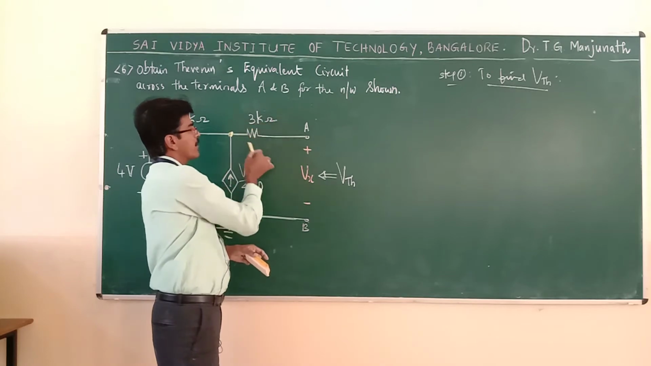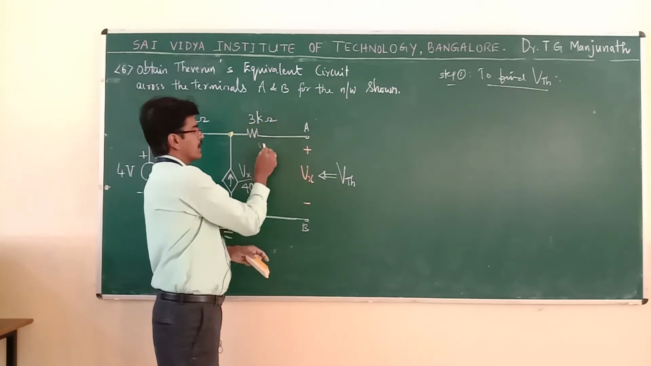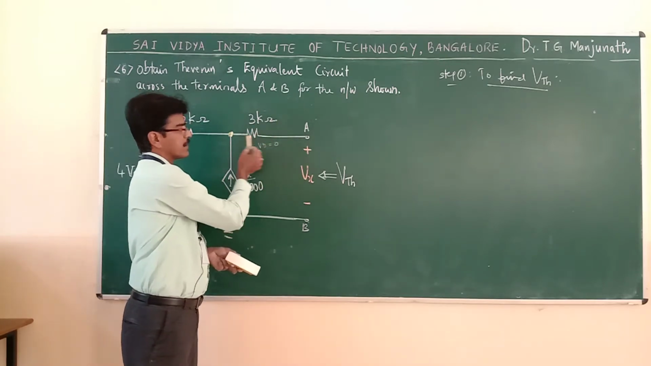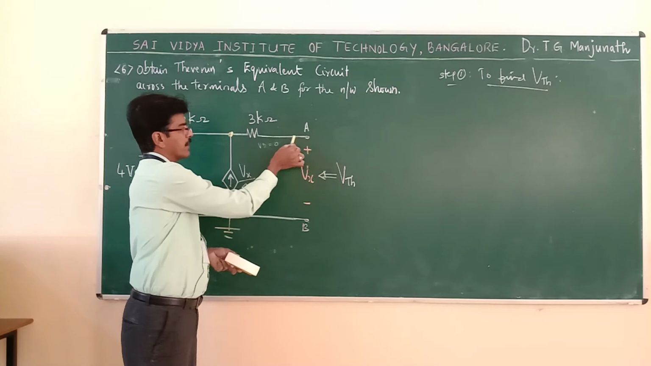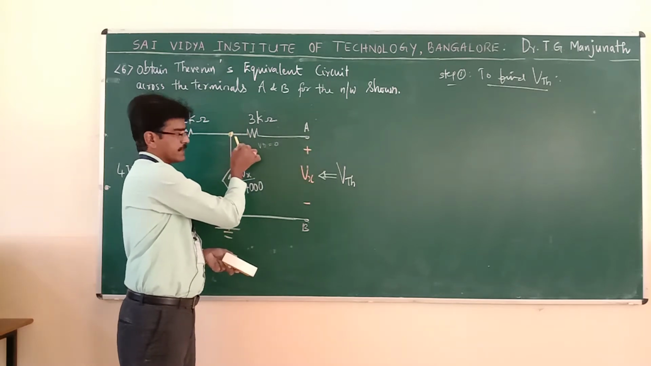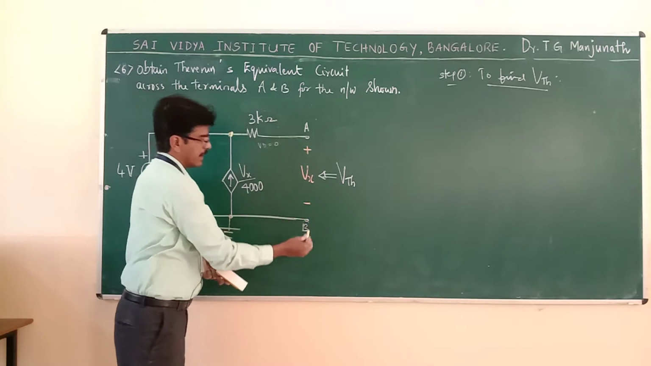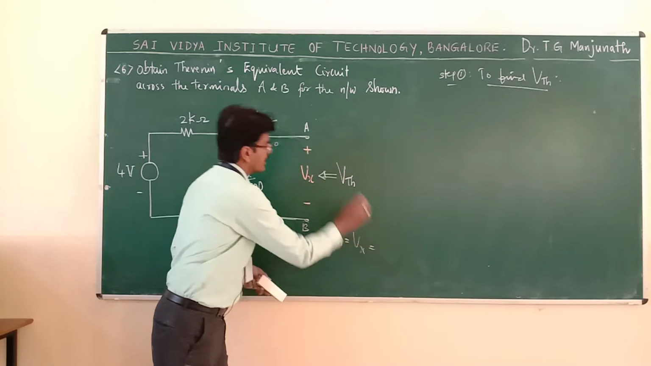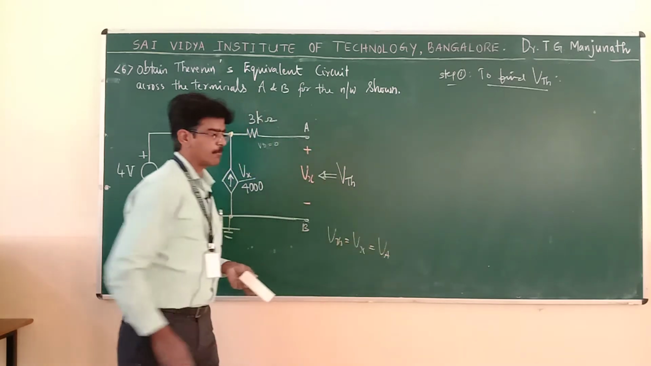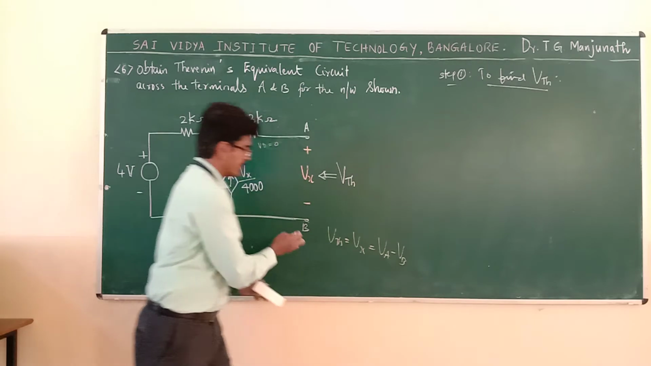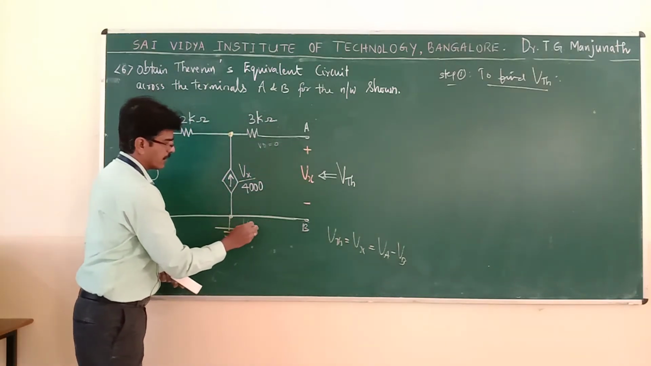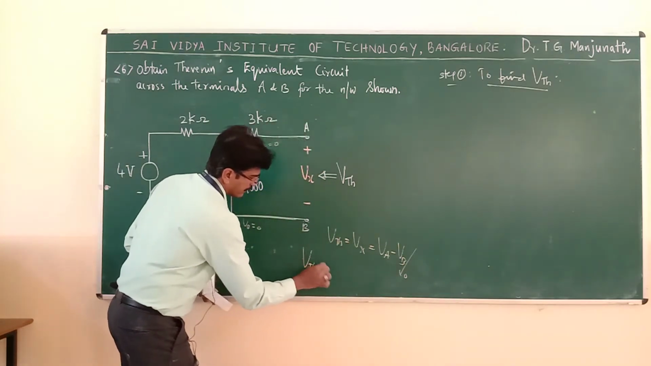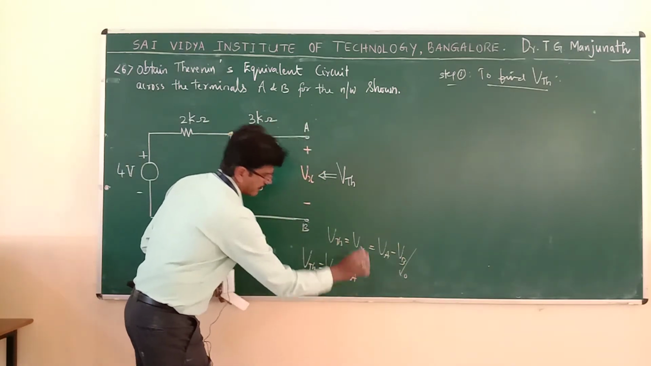The voltage drop across this is 0. Voltage drop 0 means what? It is a short circuit. Hence, the voltage at this point is the same as the voltage at this point. Meaning, the voltage between A and B, V Thevenin, is equal to Vx, which is equal to Va minus Vb. Since Vb is this point, it is reference 0, therefore V Thevenin is equal to Vx is equal to Va.